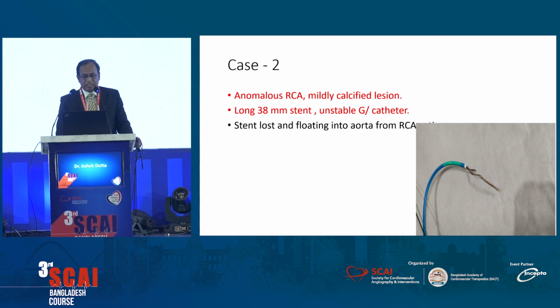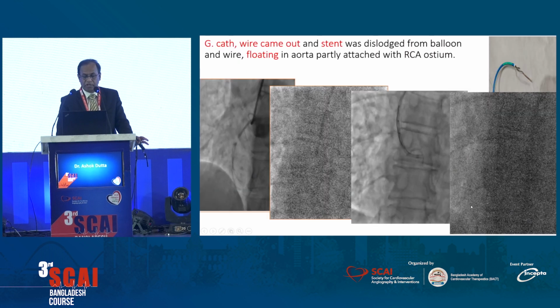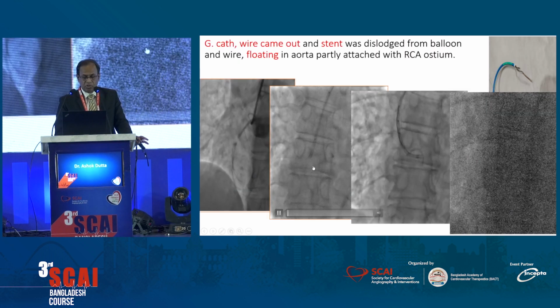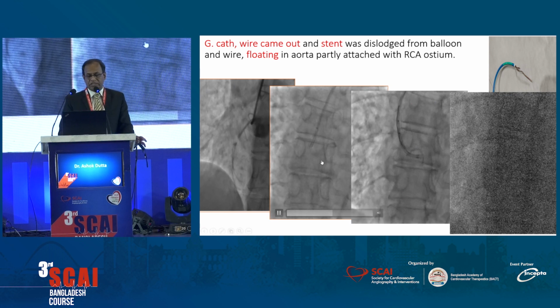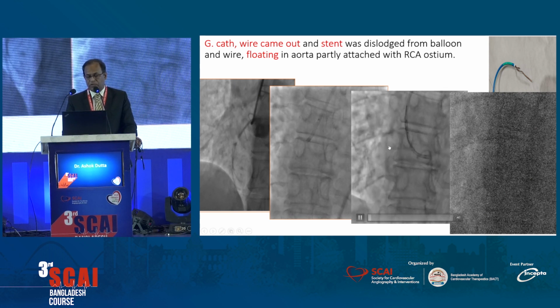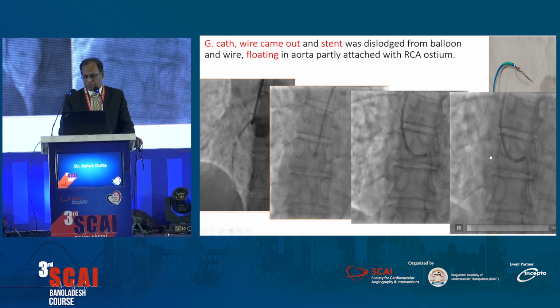My second case was done by one of my colleagues, Dr. Diman Bonik, a few months back, and I am definitely thankful to him for giving me the opportunity to show it. That was an anomalous RCA. When a long stent was taken, everything was lost. Catheter was disengaged, wire is lost, balloon is lost, and the stent is hanging from the ostium of the RCA. So the only way that it can be removed is the snare, nothing else. The same way, it was removed by the snare.